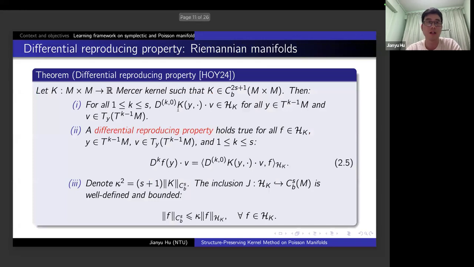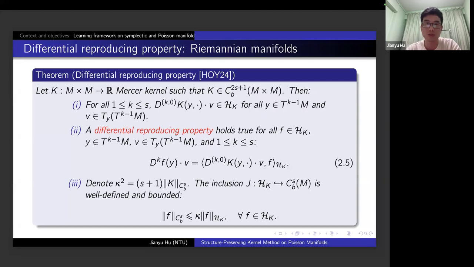Now I can present the following differential reproducing property on Riemannian manifolds. In this theorem, if the kernel lies in C_b^{2s+1}, then for any k from 1 to s, the k-order differential of the kernel at the point y along the vector still lies in the RKHS. So this is a function with respect to the second variable of the kernel, and this function lies in the RKHS.